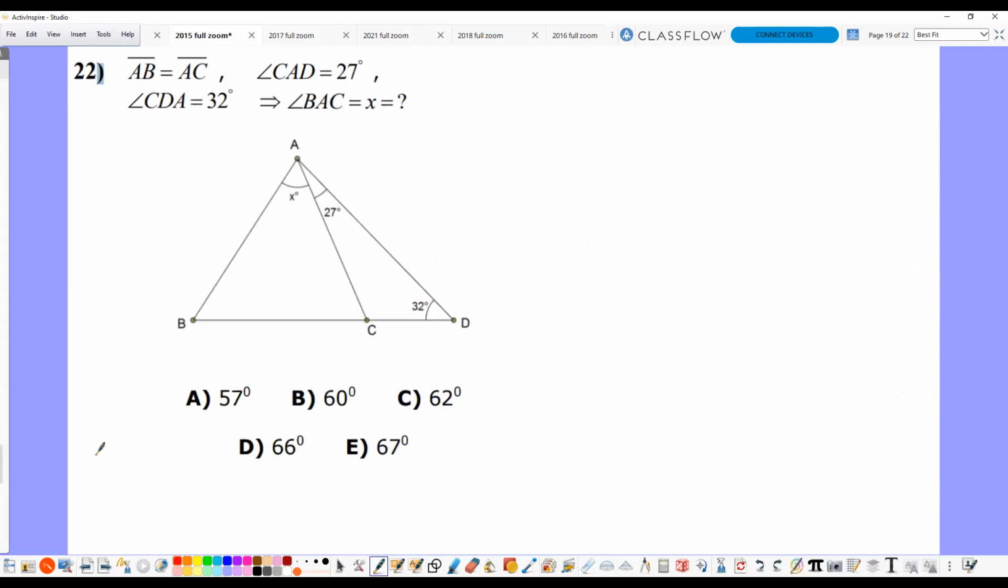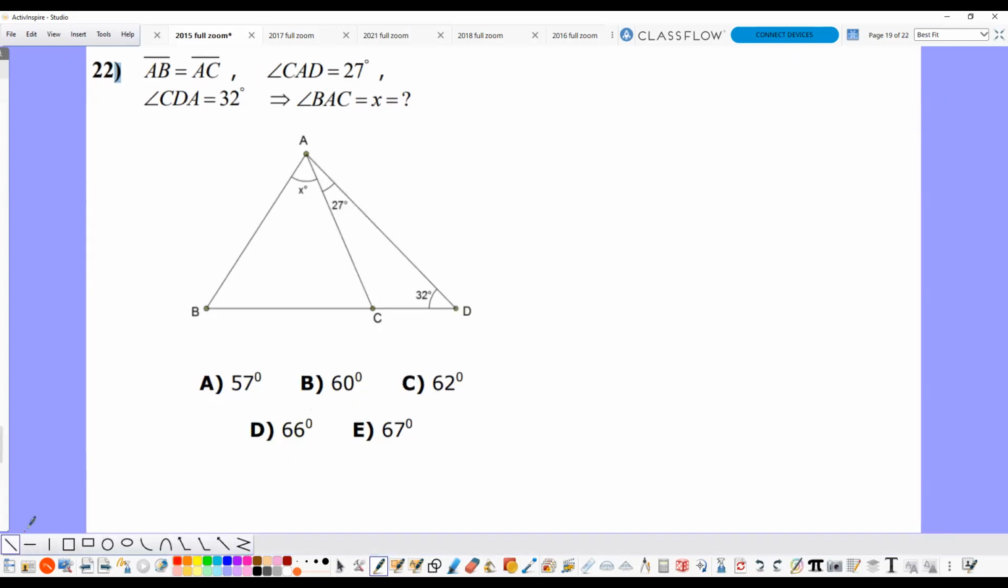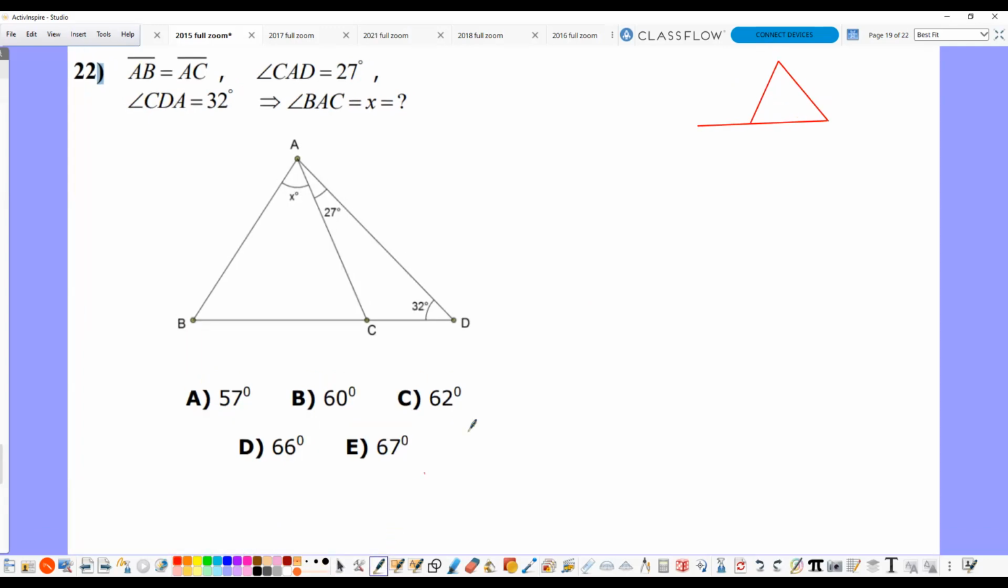Here in this question, I didn't write the formula, but it's going to be like this. Let me show you. If the angles here, this angle is A and this angle is B, then this exterior angle should be equal to A plus B. So if it is like that, this angle should be equal to 27 plus 32.